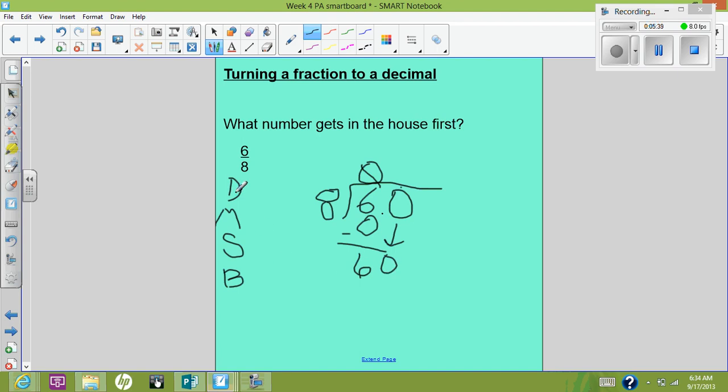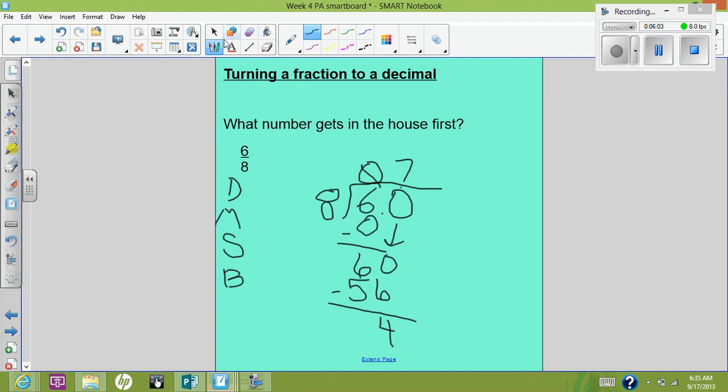Now, guys, it's just a matter of repeating the process. Divide. Does 8 go into 60? It does. It goes in 7 times, and you might have to do some scratch work off on the side to get that. Then I multiply. 7 times 8 gives me 56. Subtract. I'm left with 4.